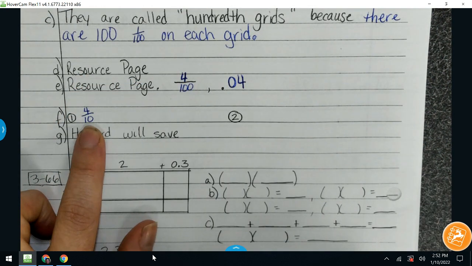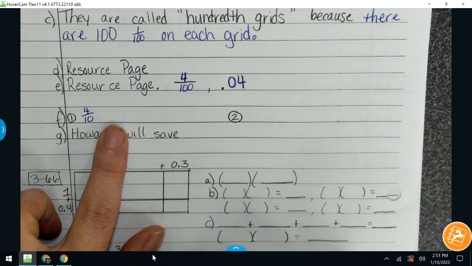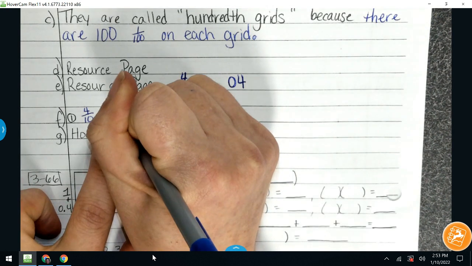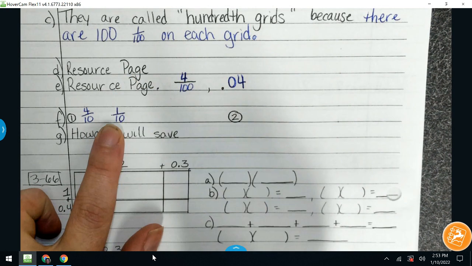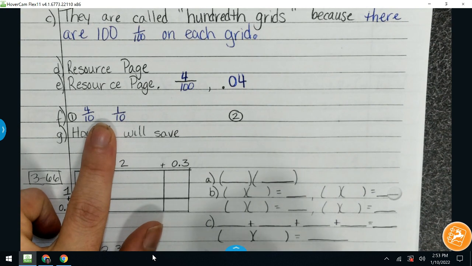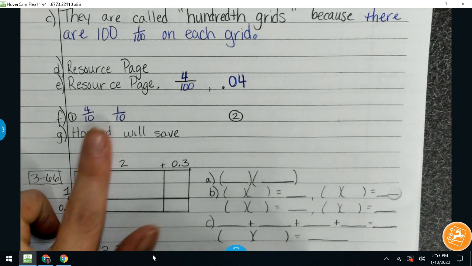4/10. Then going the other direction horizontally, we shaded in 1/10. And what's the operation that we're doing here? Are we adding, subtracting, multiplying, or dividing?